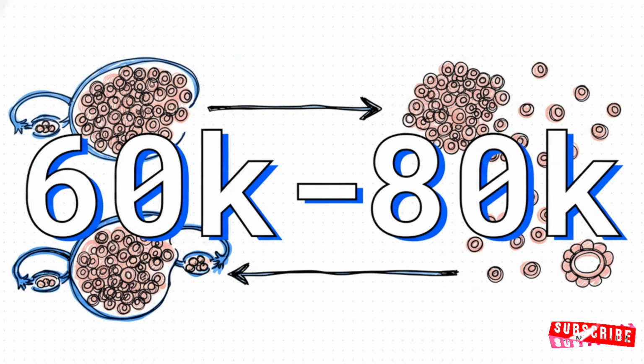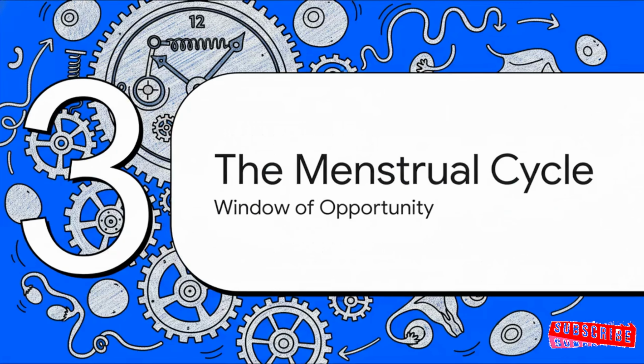So, here's another huge difference. Unlike the continuous non-stop production of sperm, the supply of eggs is finite. There's a limited number. At the start of puberty, each ovary holds somewhere between 60,000 and 80,000 of these primary follicles. And that number just goes down over time, which is what eventually leads to menopause. So, that brings us to the next big piece of the puzzle, the clockwork that controls when that single egg gets released. We're talking about the menstrual cycle.